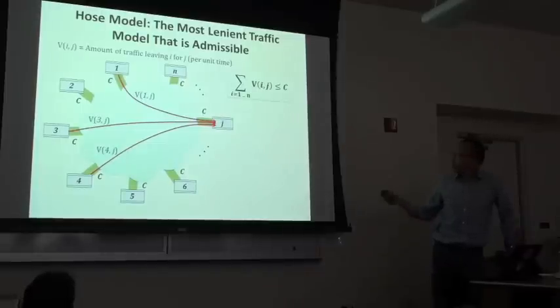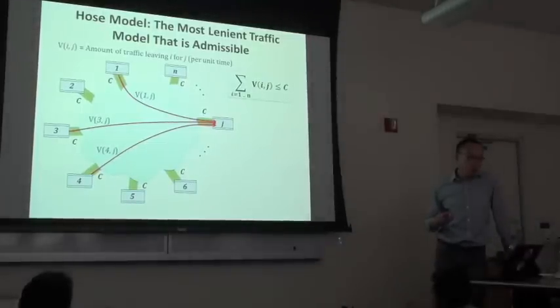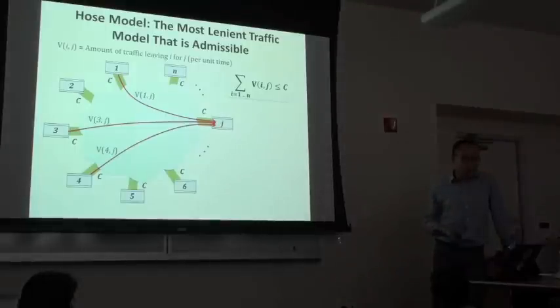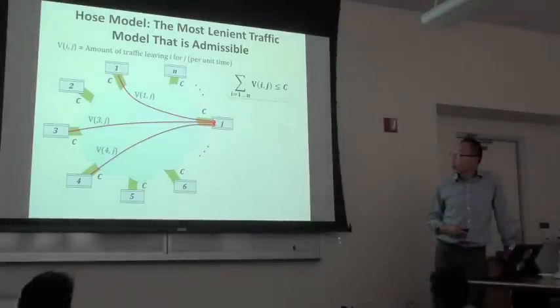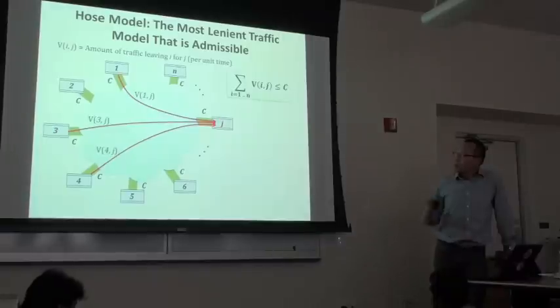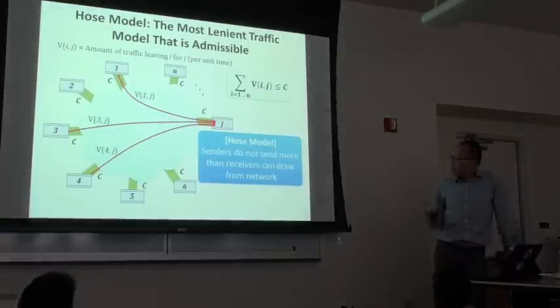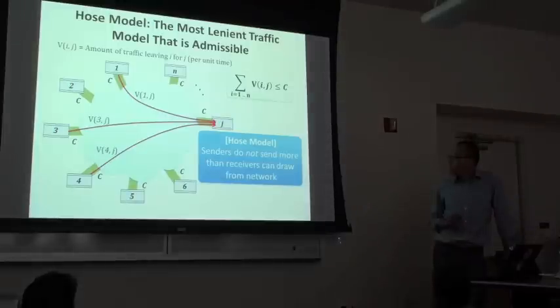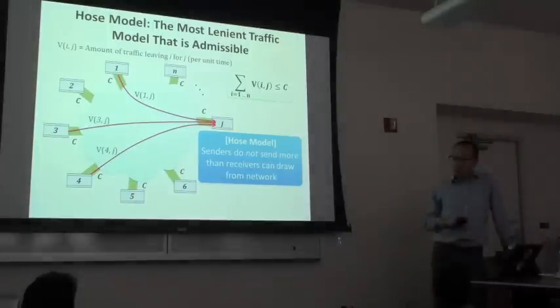So by requiring only this single constraint, the host model actually presents the most lenient traffic model that is admissible. And to explain this in plain English, what this means is that senders do not send more than receivers can draw from the network.